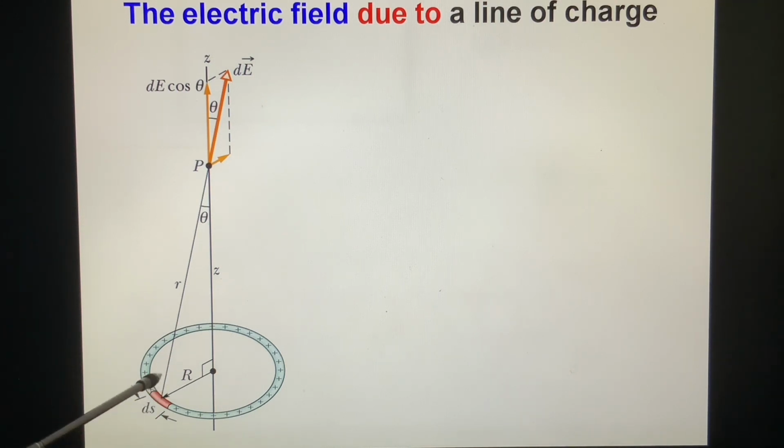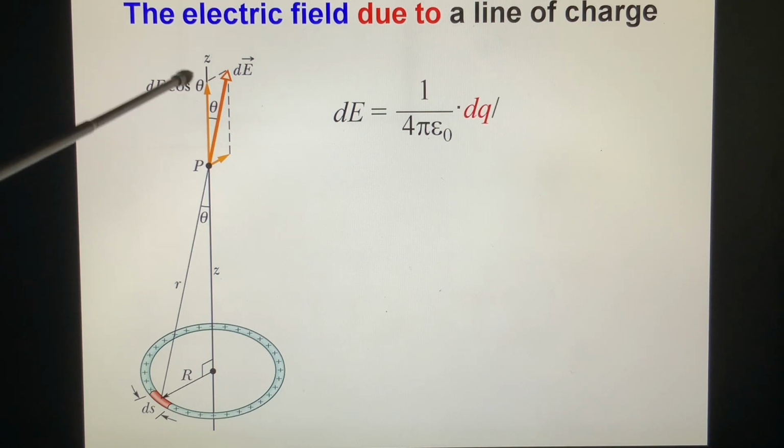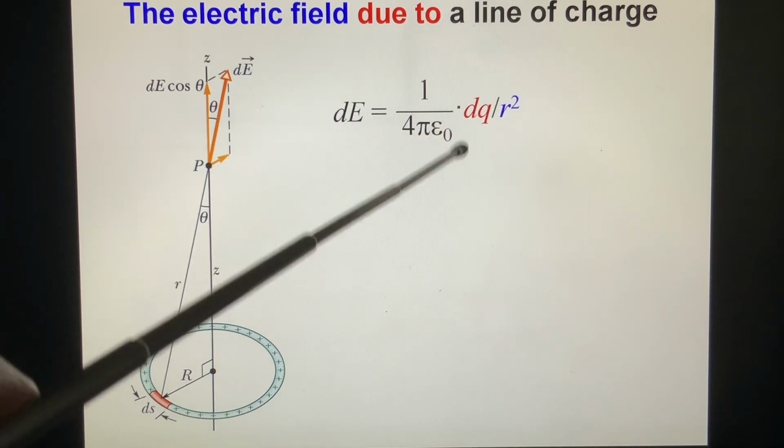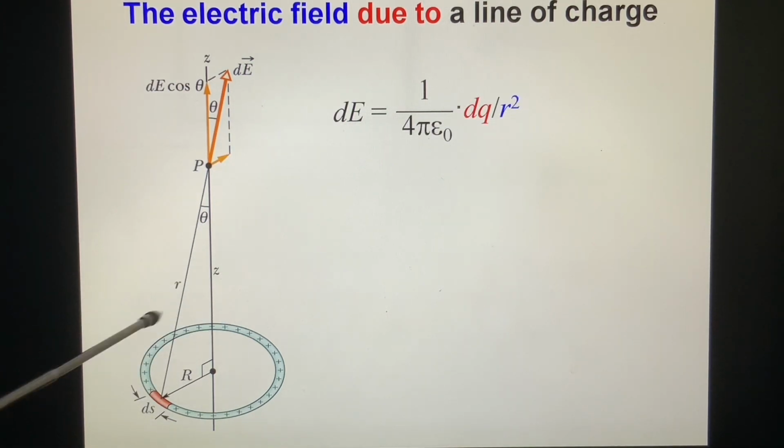The electric field at P, the dE, produced by the point charge ds, is along this line. The dE equals 1 over 4 pi epsilon 0, dq over r squared. And this r squared equals, in this right triangle, z squared plus big R squared.